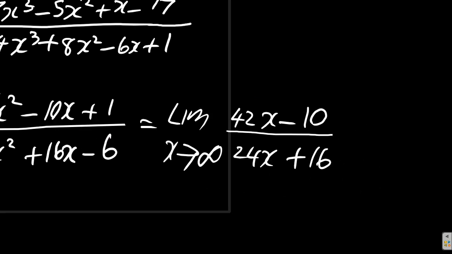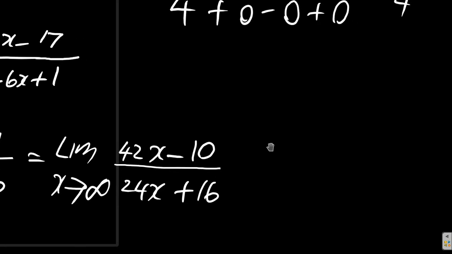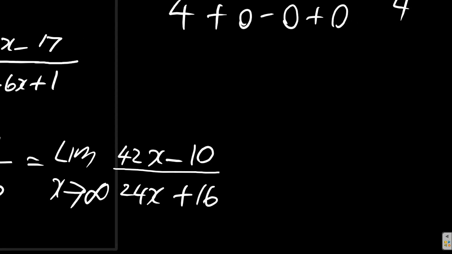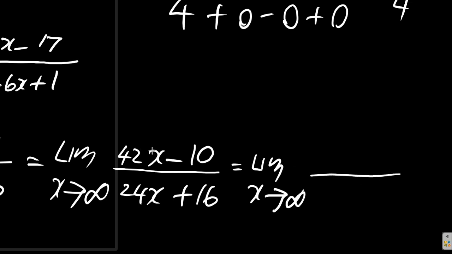Now here, you end up with infinity over infinity again. So what do you do? You differentiate again. So what you have is, this is equal to the limit as x tends to infinity of, differentiate, you get 42 over 24.